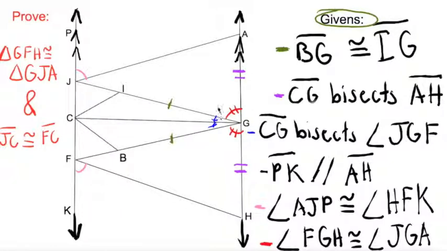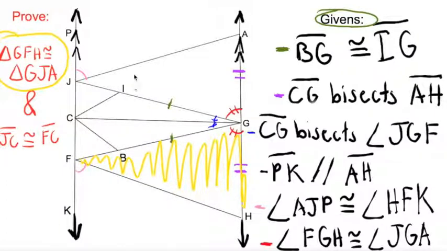So now that we have all of our givens on our diagram, we can start working on actually proving things. So first we will be trying to prove, oops, sorry, that was a mistake. We will first be trying to prove triangle GFH is congruent to triangle GJA. To figure this out, we will need to know which other angles or sides will be congruent for these two triangles, which I will be coloring in yellow. These two triangles are being colored in yellow to show how they must correspond to each other.